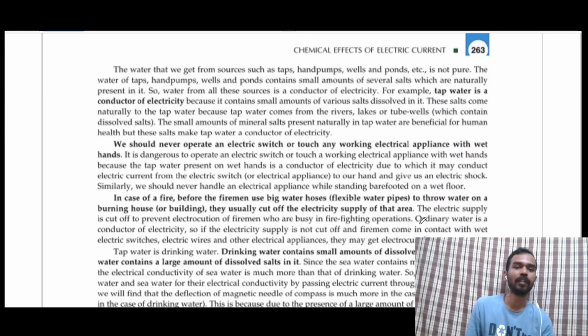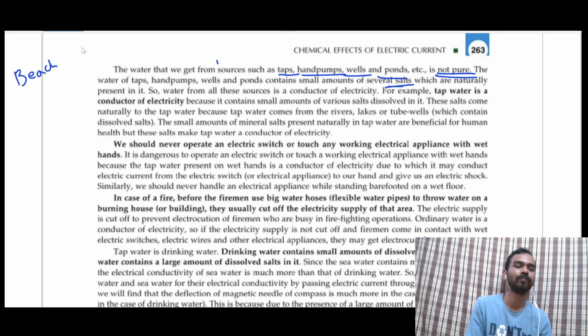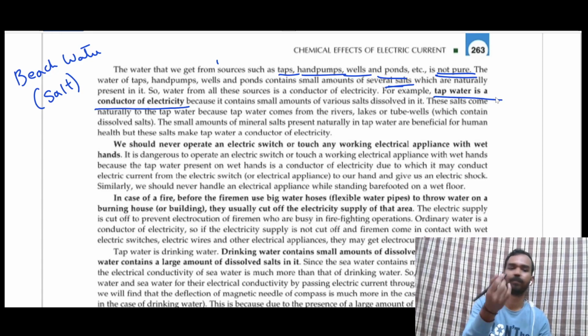So now most of the time, water that we get from our sources like taps, pumps, wells and ponds is not pure. It will have some kind of salt in it, like say beach water. Beach water has a lot of salt. That makes it a good conductor of electricity. Tap water is also an example.